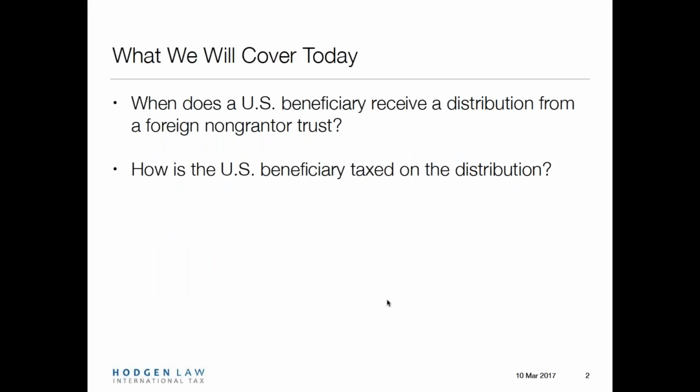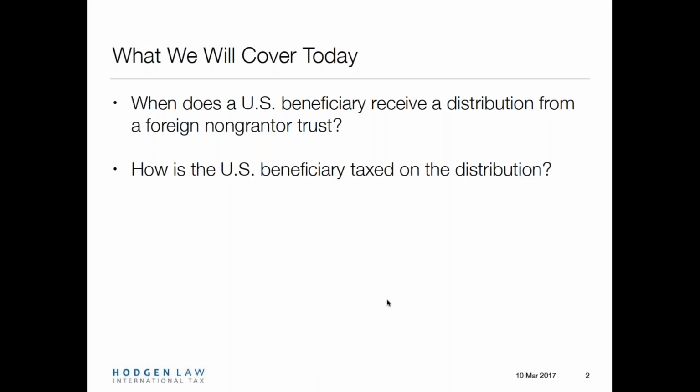And let's go. So what we're going to cover today is a little bit of when do we know that a U.S. beneficiary received a distribution from a foreign non-grantor trust, because distribution means more than just I got money. And then we're going to say, how do we know how the U.S. beneficiary is going to be taxed on that distribution?